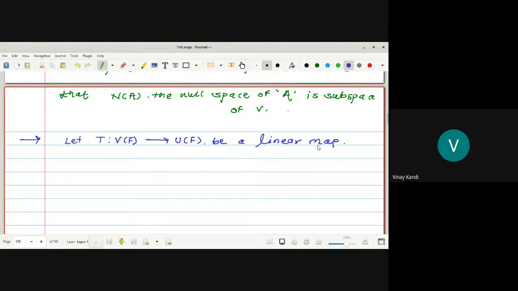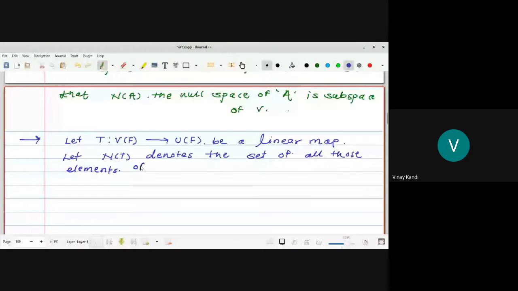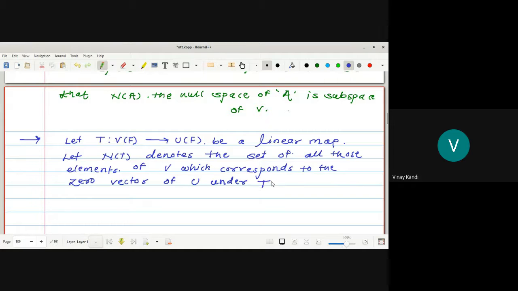Let T be a linear map. Let N(T), capital T, denote the set of all those elements of capital V which correspond to the zero vector of capital U under the mapping T. Okay, so what is the definition?